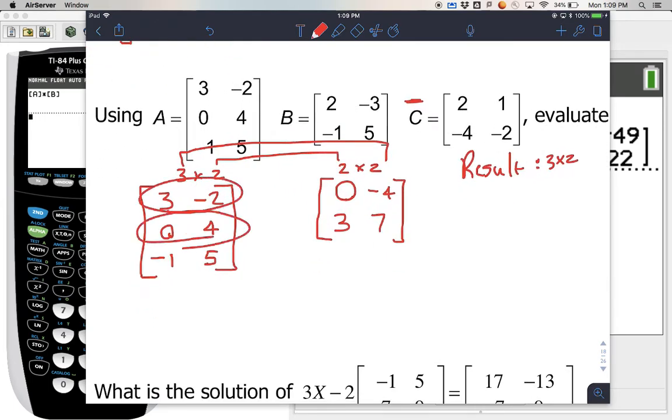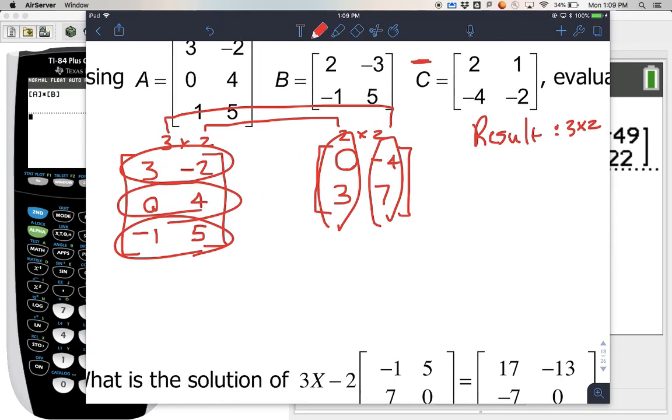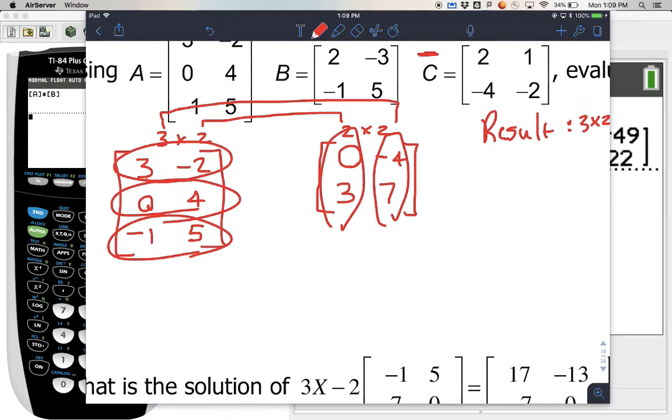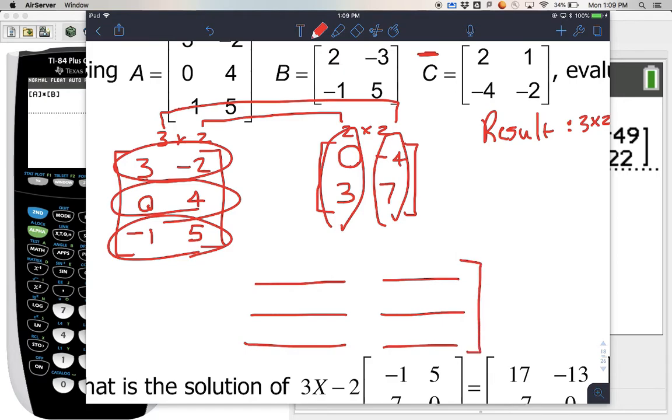Circle rows, circle your columns, and then we're going to multiply. If it's 3x2, it's going to look something kind of like this right here. First up, we're going to have that top row times the left column. That's going to get us our top left slot. 3 times 0 is 0. -2 times 3 is -6.